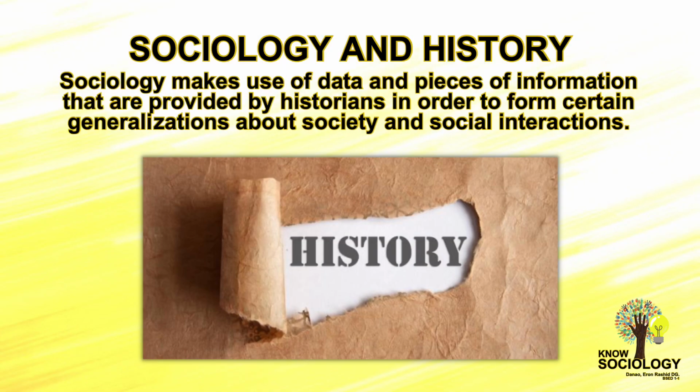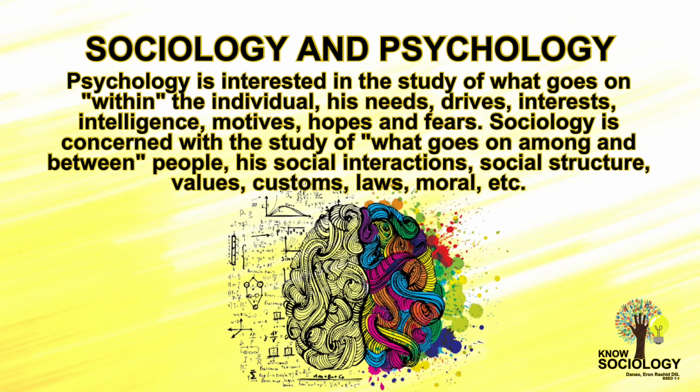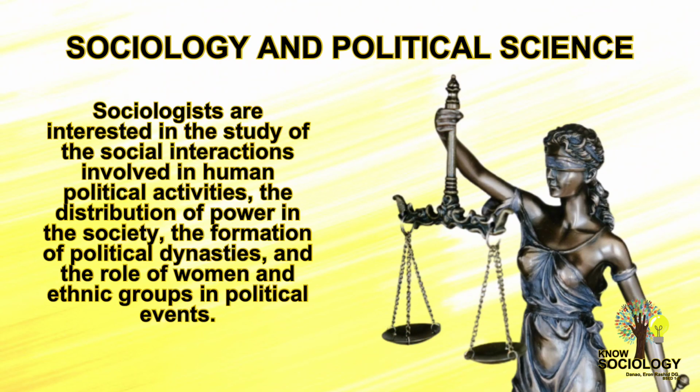Then, sociology makes use of data and pieces of information that are provided by historians in order to form certain generalizations about society and social interactions. Next is psychology, which is interested in the study of what goes on within the individual. Sociology is concerned with the study of what goes on among and between people. And finally, sociologists are interested in the study of the social interactions involved in human political activities and other trending issues which are prevalent today.